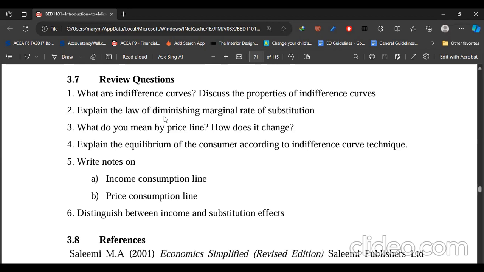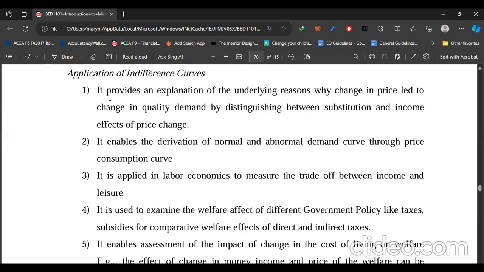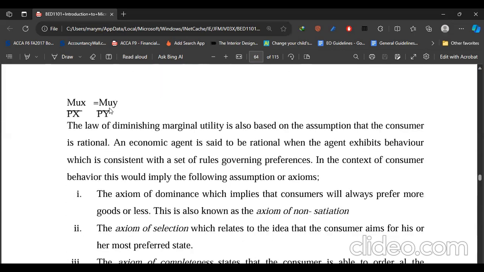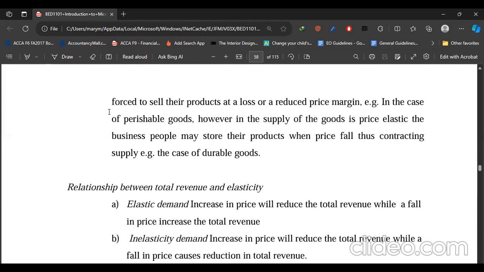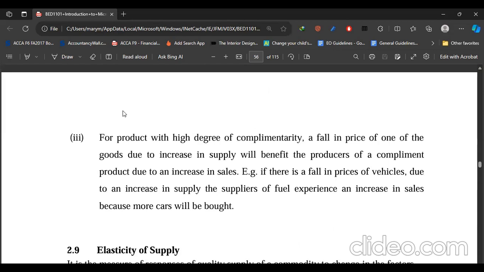When you look at the CPA aspect, you will look at the explanation. We are going to have a direct question like, explain the law of diminishing marginal rate of substitution, and what does the price line mean? How does it change? These are things that already exist in your notes. You can just master them. I will not say just cram. Now, I think this might be the second sharing topic of demand and supply.